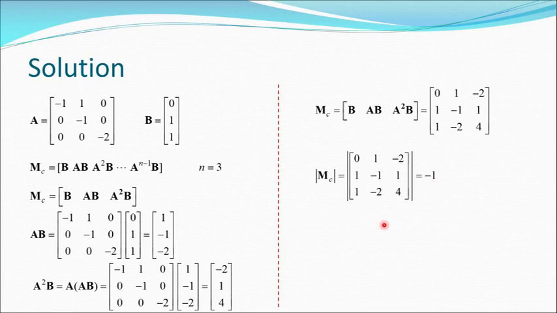Since the determinant of MC is not equal to 0, we can simply say that the matrix MC has a full rank of n, or in other words, the rank is equal to the number of state variables. So the system is controllable.